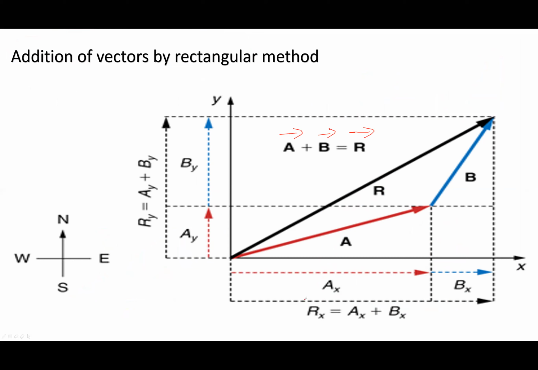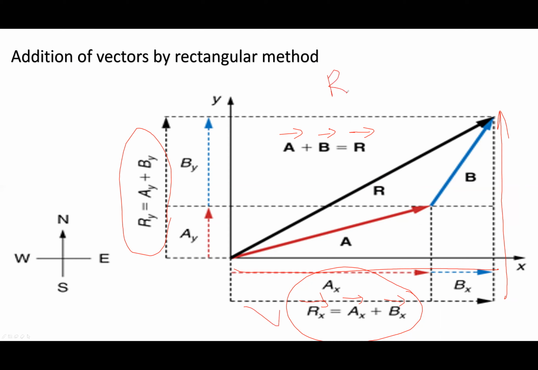This is the horizontal component of the resultant vector. It is written in boldface italics. This is the horizontal component of the resultant, and this is the vertical component of the resultant vector. So Ry, the vertical component of the resultant vector, is equal to Ay plus By, and this is the horizontal. And the resultant vector in magnitude form is equal to the square root of A square plus B square. This is in magnitude form.